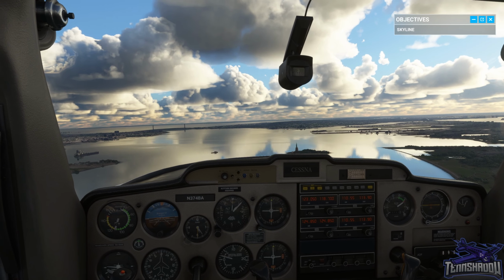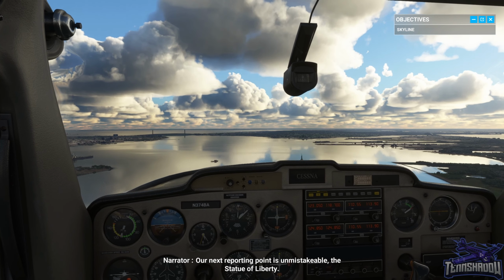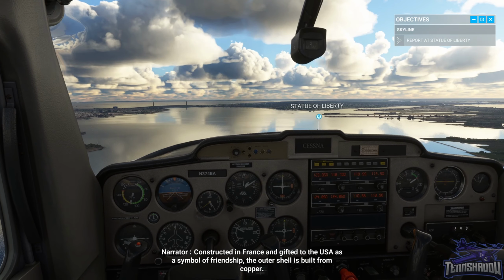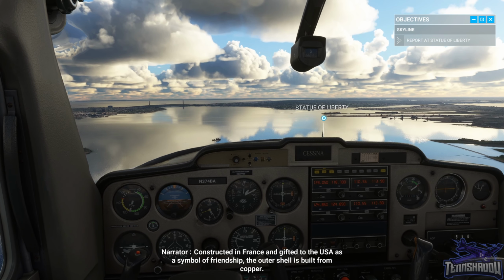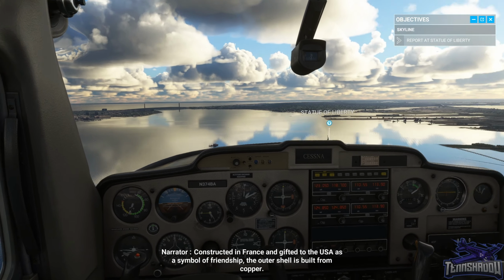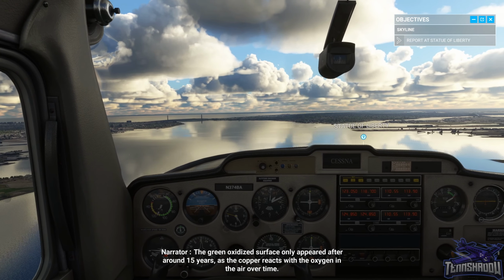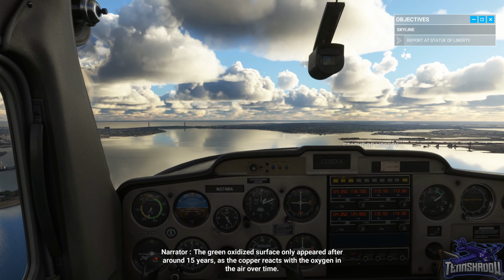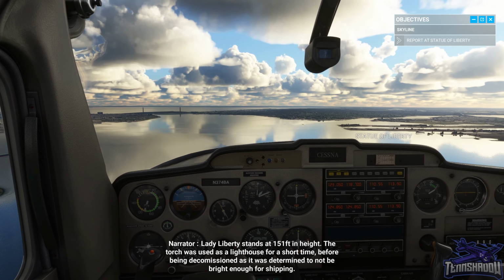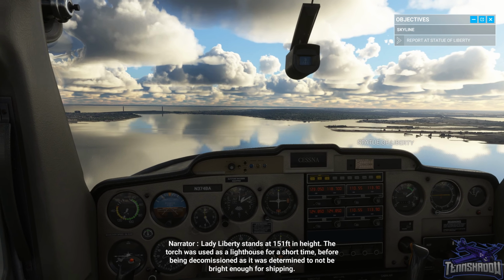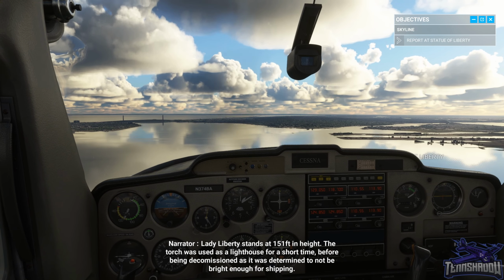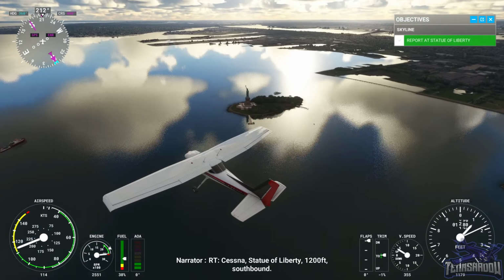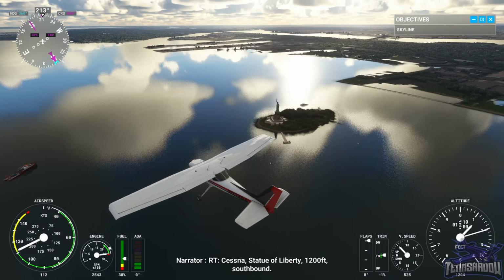Our next reporting point is unmistakable. The Statue of Liberty. Constructed in France and gifted to the USA as a symbol of friendship, the outer shell is built from copper. The green oxidized surface only appeared after around 15 years, as the copper reacts with the oxygen in the air over time. Lady Liberty stands at 151 feet in height. The torch was used as a lighthouse for a short time, before being decommissioned, as it was determined to not be bright enough for shipping. Cessna, Statue of Liberty, 1200 feet, southbound.